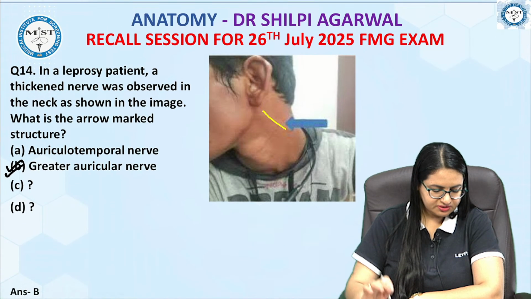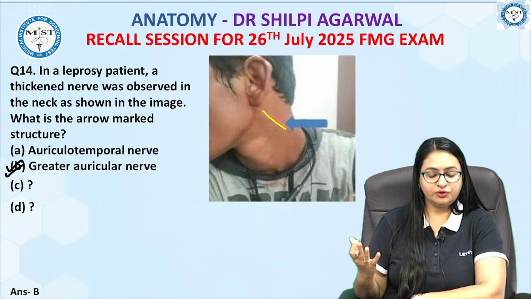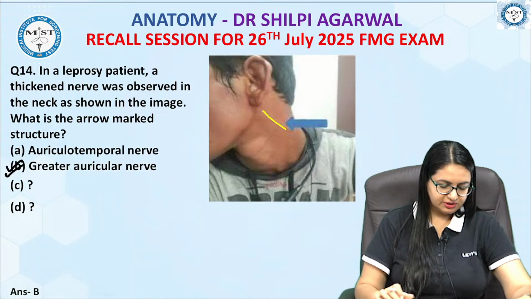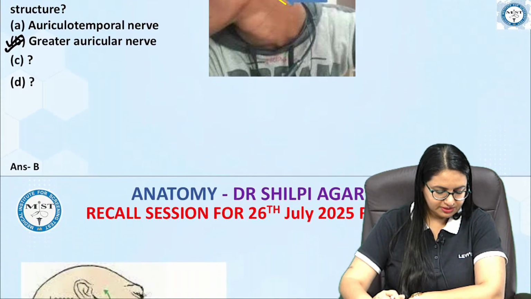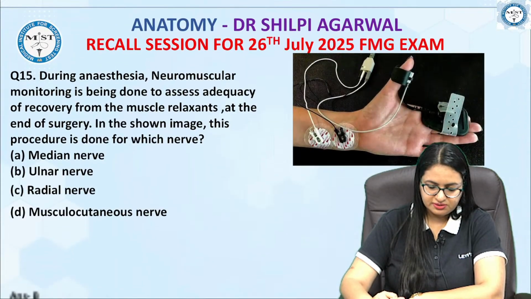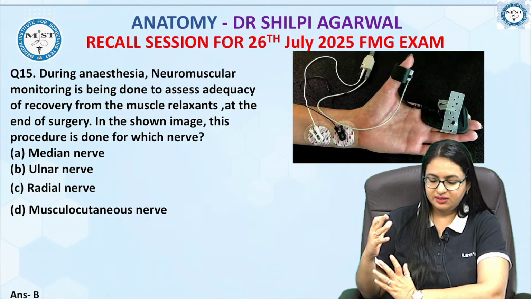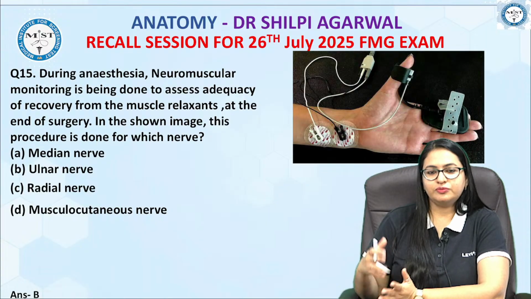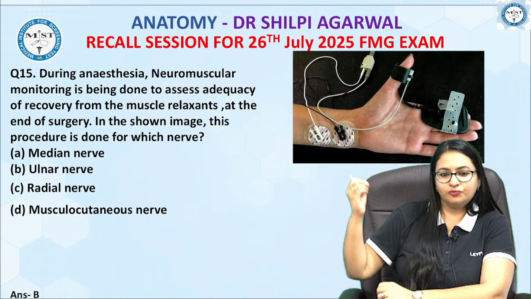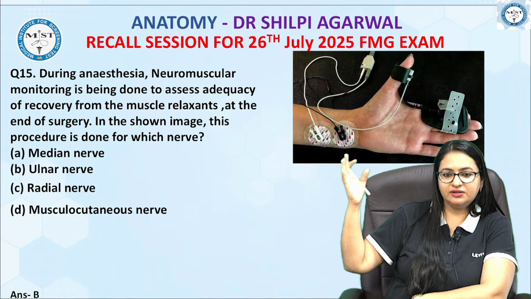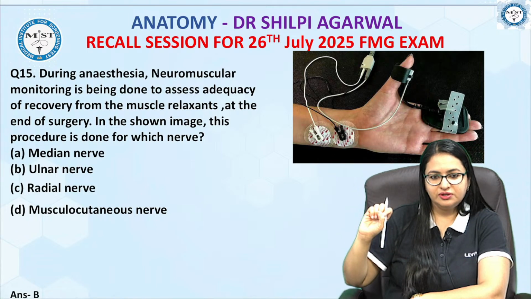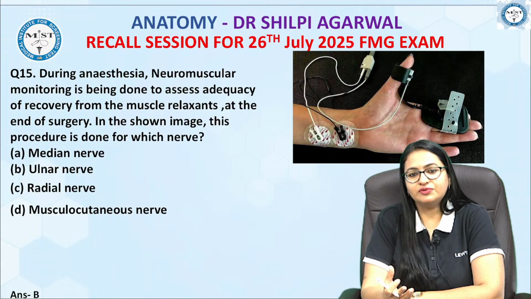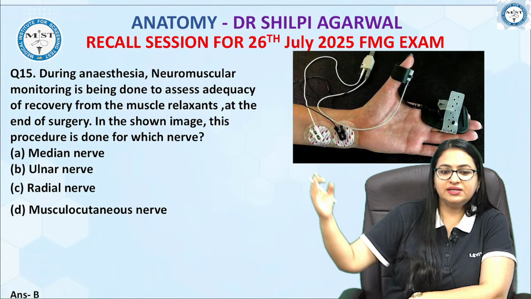So I think this question is slightly different according to you, as you are all telling me. So now we will go to the next question. They have given you this image, and this is neuromuscular monitoring which is being done, electromyography you say, where you put the electrodes here to assess the adequacy of recovery after giving the muscle relaxant, at the end of the surgery.